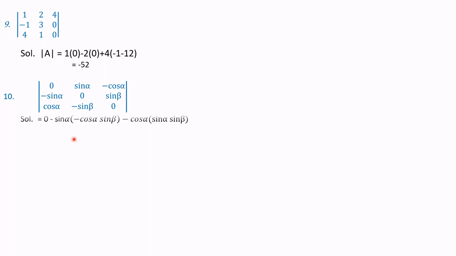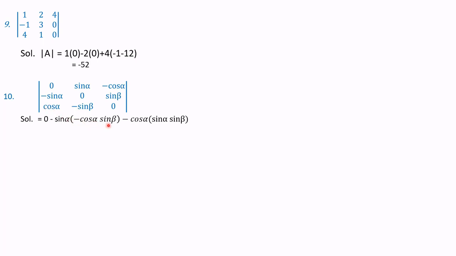So, first is 0. 0 into anything is 0. So, there are no more items. Then minus of sin alpha, cancel the first row and second column. The remaining items are minus sin alpha into 0 is 0, minus of sin beta into cos alpha, that is minus of cos alpha sin beta.